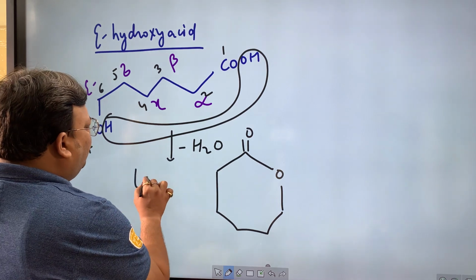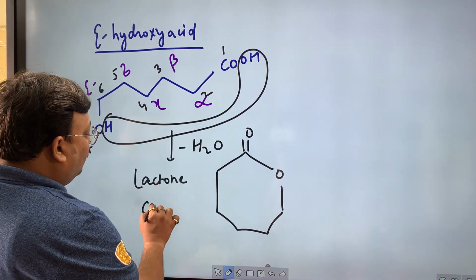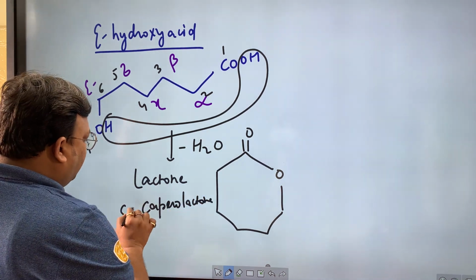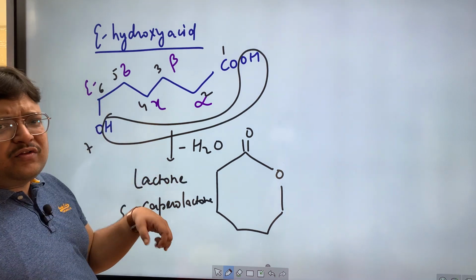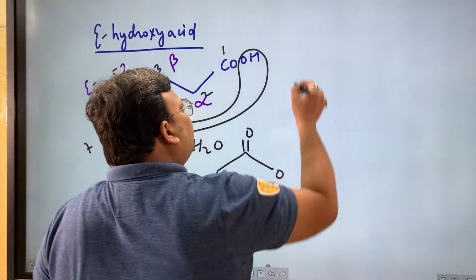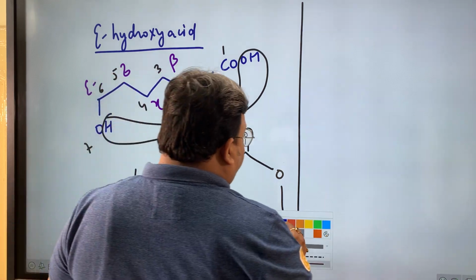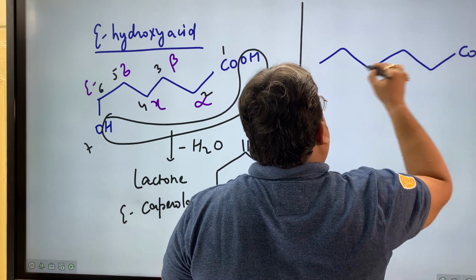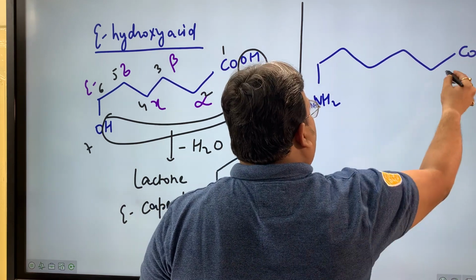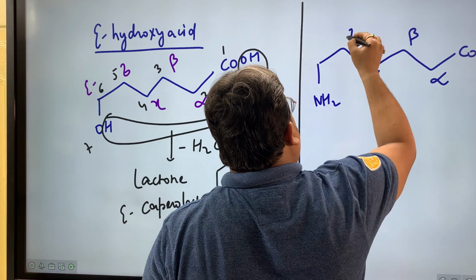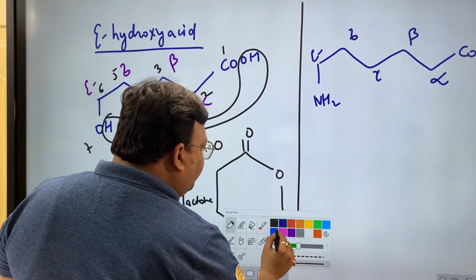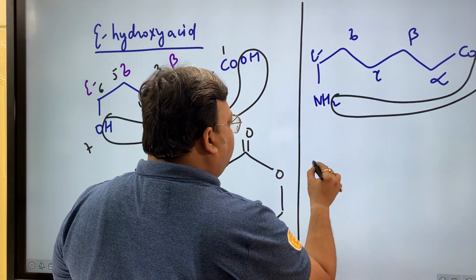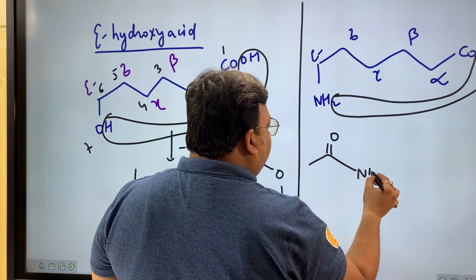You might call it a lactone, which is a caprolactone, epsilon caprolactone, because the corresponding acid is called caproic acid. Common name is caproic acid. And something similar happens in amino acid. See, this is alpha, beta, gamma, delta, and epsilon would give you a 7-membered lactam.